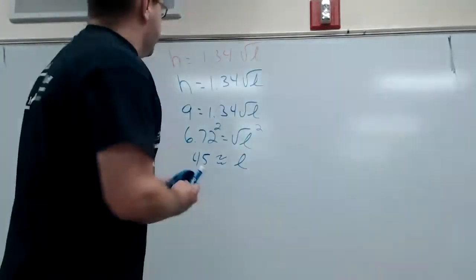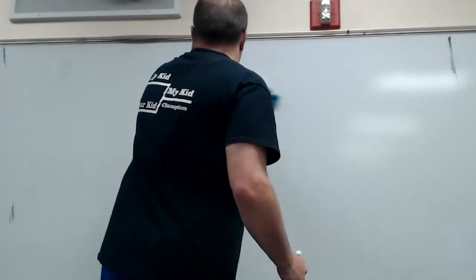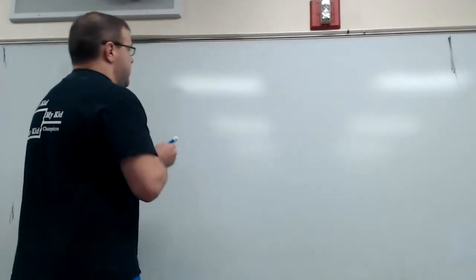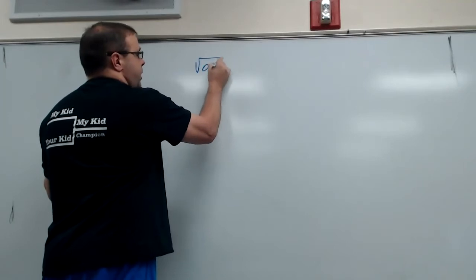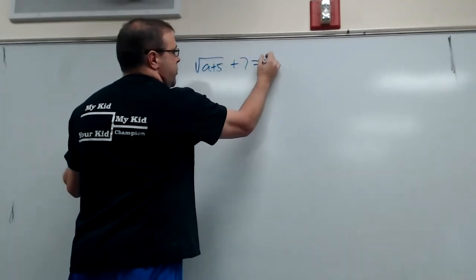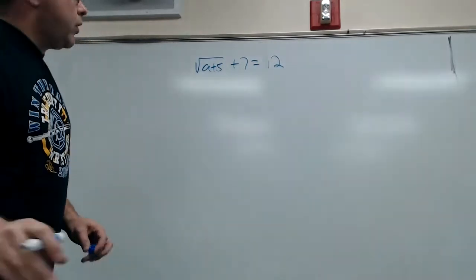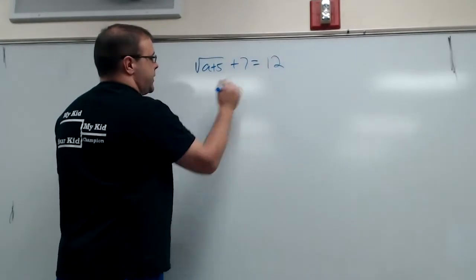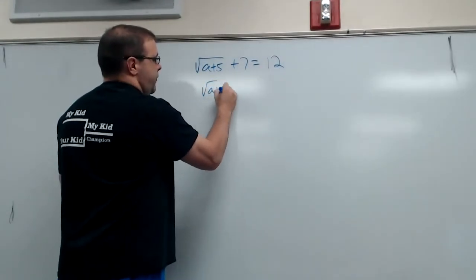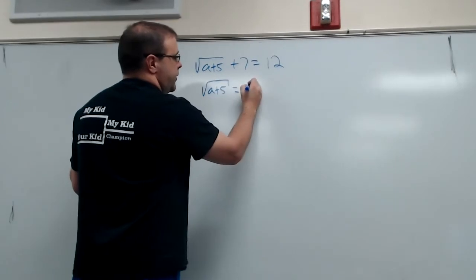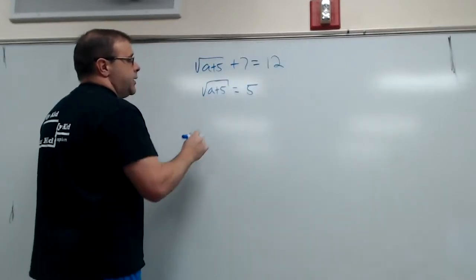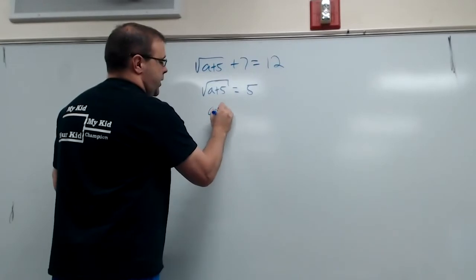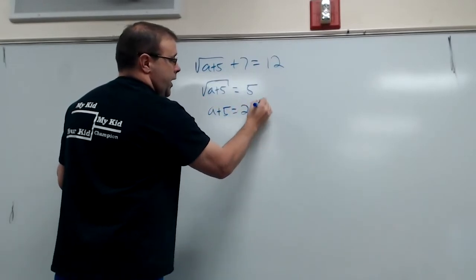Okay, example number 2. They want us to solve the square root of a plus 5, plus 7 equals 12. So we want the square root by itself, so we're going to subtract over the 7. So we have square root of a plus 5 equals 5. Then we're going to square both sides. So a plus 5 equals 25.